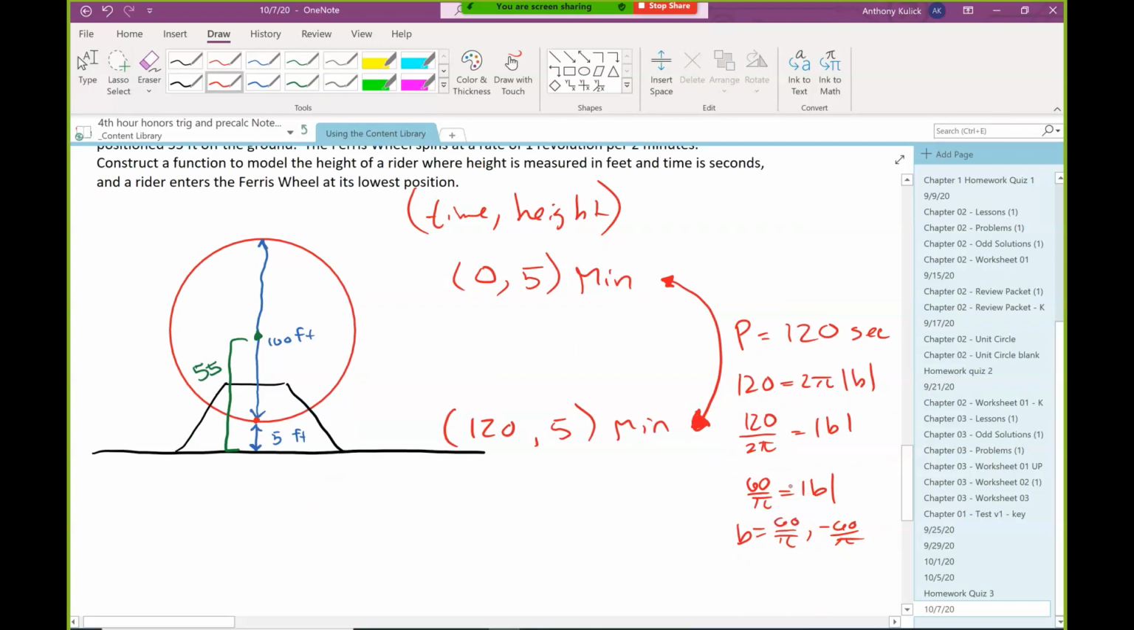Is everybody okay there? Good. At what time would this Ferris wheel reach its maximum? 60, right? Halfway in between. And what would that maximum height be? Would be what? 105, right? Everybody okay there?